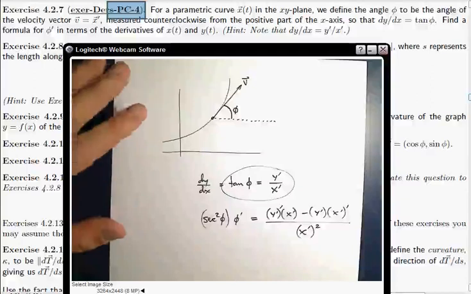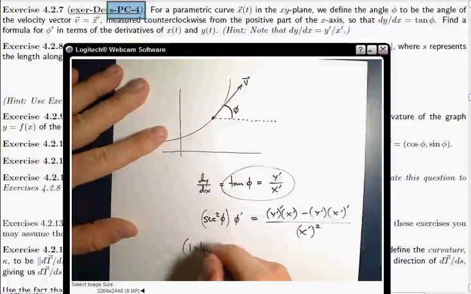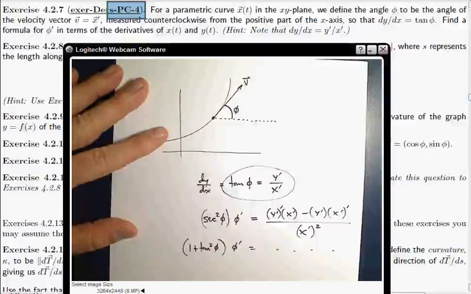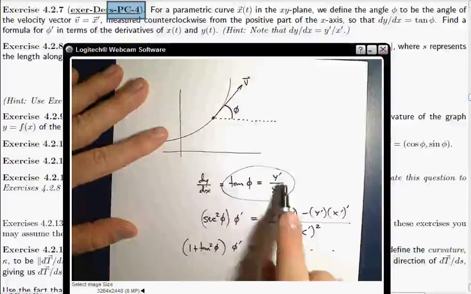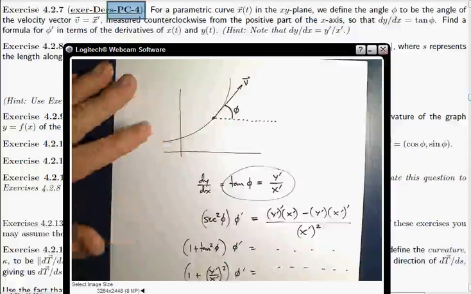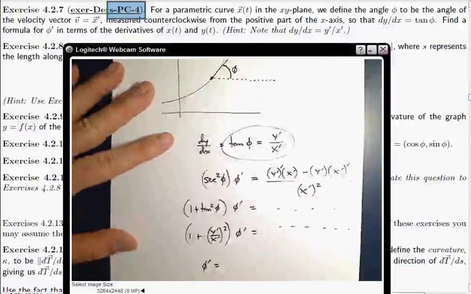Okay, so here's the good news. This secant squared I could rewrite as 1 plus tan squared. And all that stuff is still the same. But tan phi, we know tan phi is y prime over x prime. So this is 1 plus (y prime over x prime) squared, times phi prime, equals all that stuff. So now I solve for phi prime. The way I solve for phi prime is I just take all this stuff here and bring it down into the denominator of the other side.